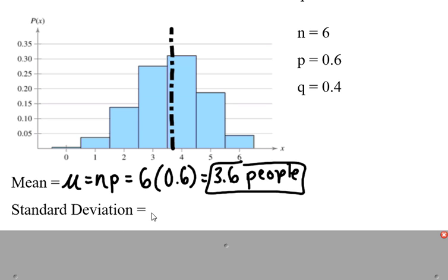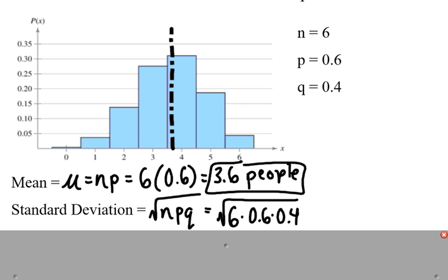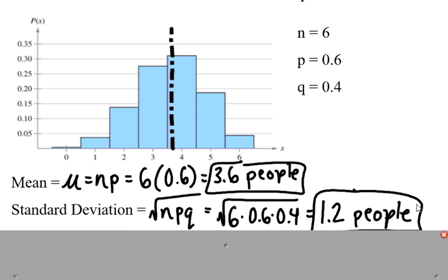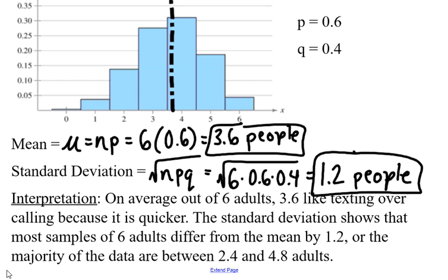The standard deviation is equal to the square root of n times p times q. In this case, it'll be the square root of 6. Probability of success is 0.6 times the probability of failure is 0.4. Grab your calculator, type in square root 6 times 0.6 times 0.4, and you get 1.2 people. If you interpret that, what it means is that on average, out of 6 adults, 3.6 are going to prefer texting over calling. That's what we expect because it's quicker.